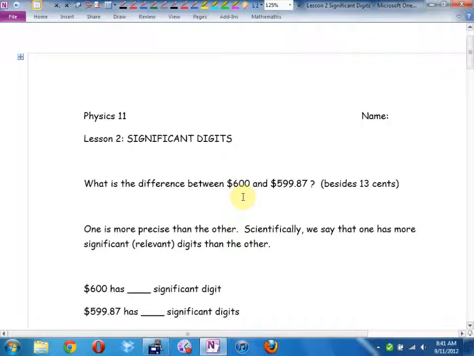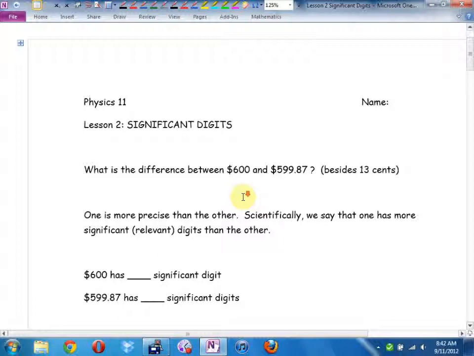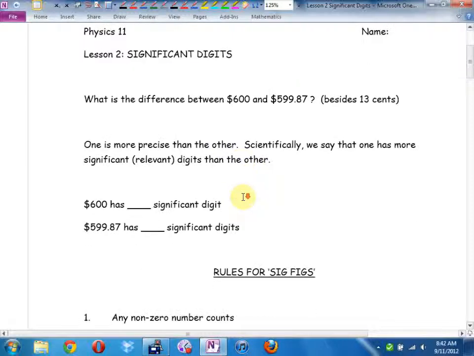Lesson 2, significant digits. And we start out with a question. What's the difference between $600 and $599.87 besides the 13 cents? And the answer is one of these figures is more precise than the other. Scientifically, we say that one has more significant or relevant digits than the other.